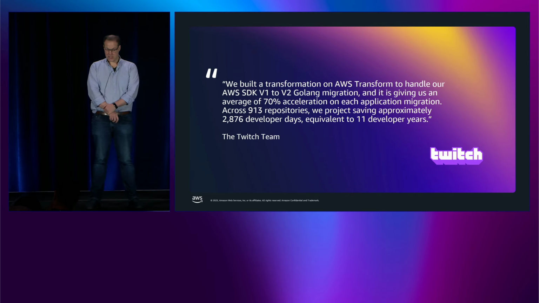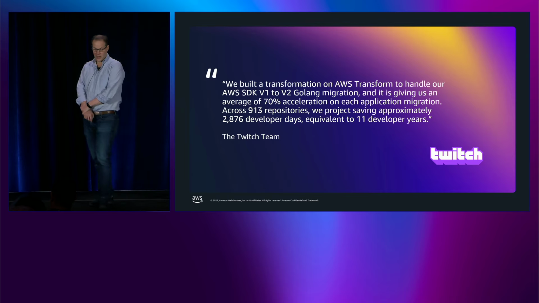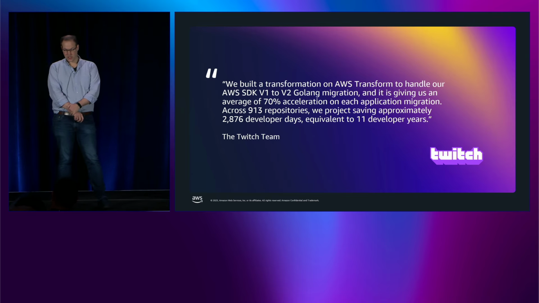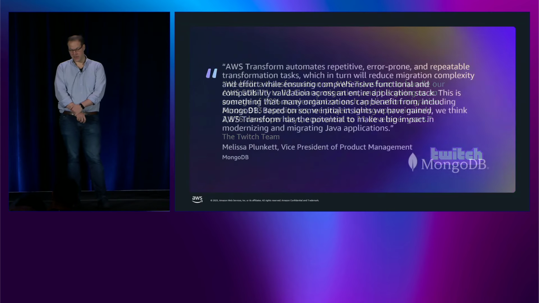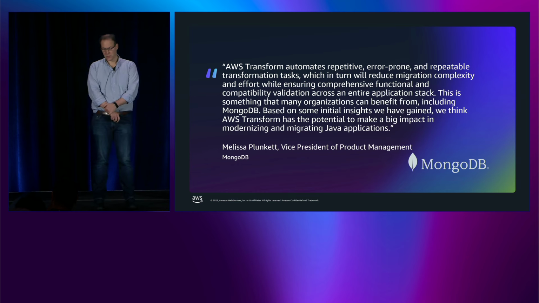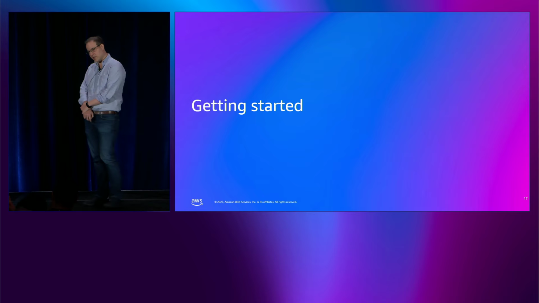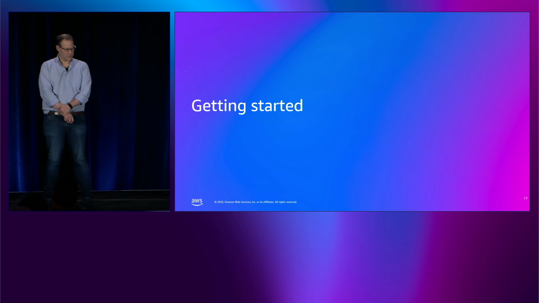Twitch achieved 70% acceleration on each application migration. For 913 repos, they're projecting savings of nearly 11 developer years. Finally, MongoDB was able to demonstrate a big impact in modernizing and migrating Java applications specifically for the MongoDB APIs.